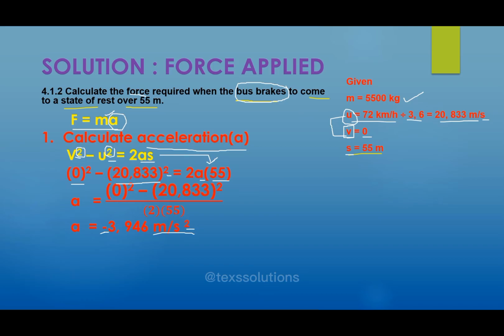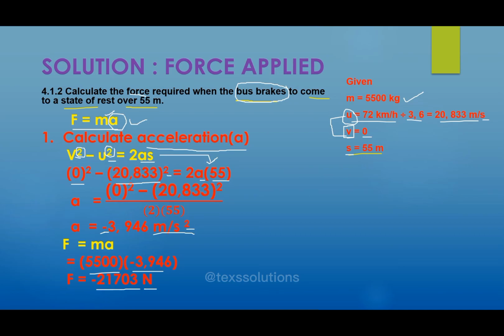Okay, now that I have my acceleration, it means I'm now able to calculate the force that allows the bus to brake. So when I substitute the mass, it's going to be 5,500, and the acceleration is now going to be minus 3.946. So I substituted with the negative sign. It shows me that the car is coming to a stop. And the force here for the bus to brake is going to be minus 21,703 newtons. We can include the minus sign, which shows us a braking force.